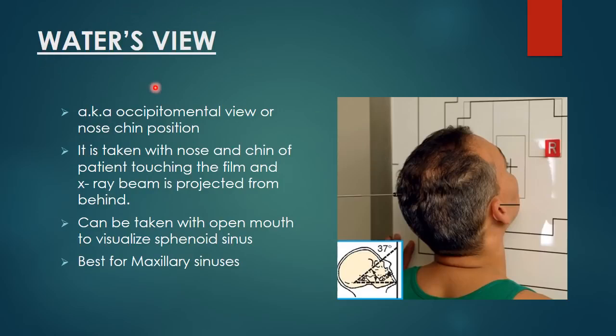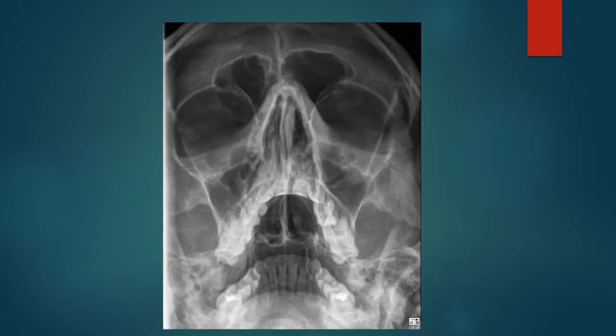The first view, the most commonly used, is Waters view, also known as occipitomental view or nose chin position, because it is taken with the nose and the chin of the patient touching the film, as can be seen in the picture, and the X-ray beam is projected from behind. It can be taken with open mouth to visualize the sphenoid sinus. It is best for visualizing maxillary sinuses.